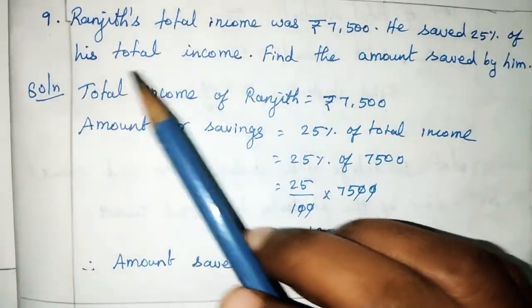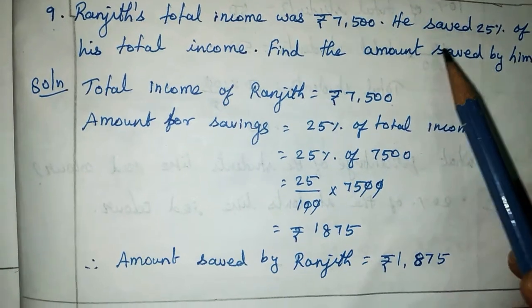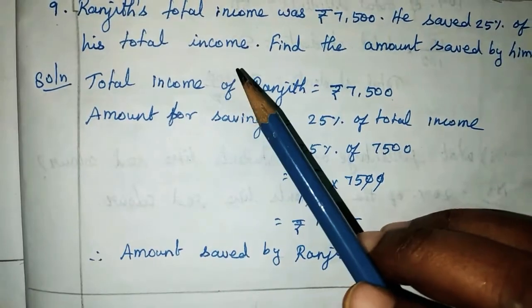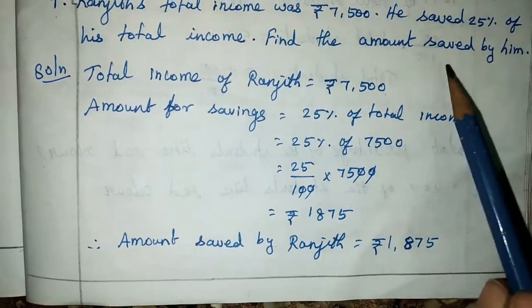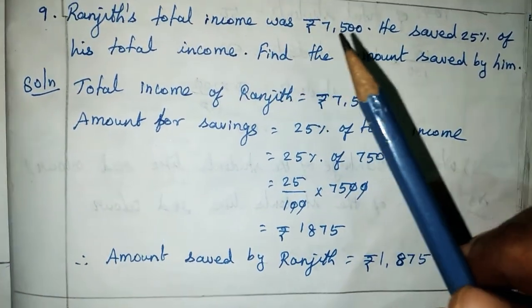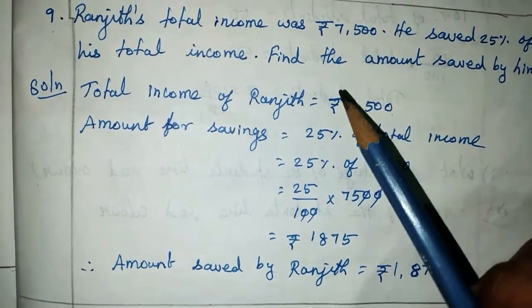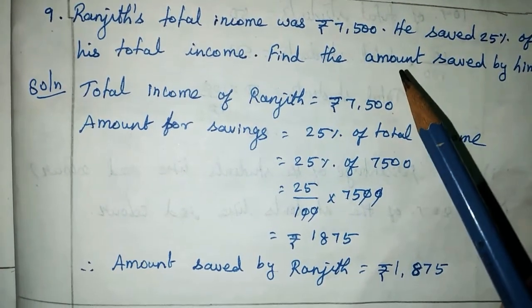Ninth sum: Ranjit's total income was rupees 7,500. He saved 25% of his total income. Find the amount saved by him. In the sum, they have given the total income and the percentage he saved. You have to find out how much he saved.